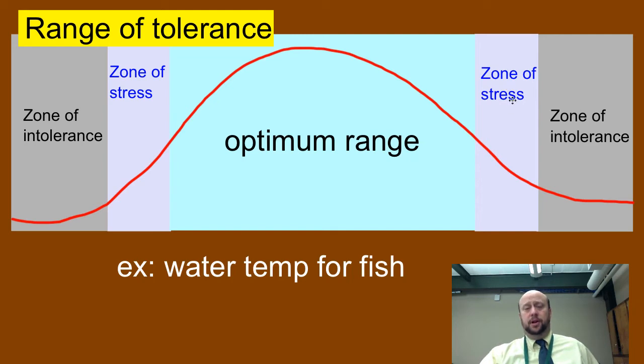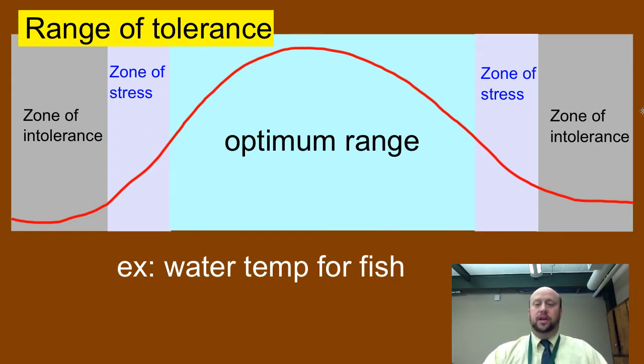And then off in these purple areas, you have what we call the zone of stress, or sometimes you'll hear it called the zone of physiological stress, which means that when they're in this area, they can survive. They're alive. It's not killing them off, but it might hamper their reproduction. They might not be able to reproduce as much, or they might purposely not reproduce as much because their offspring are not going to be able to survive as well in that zone of stress.